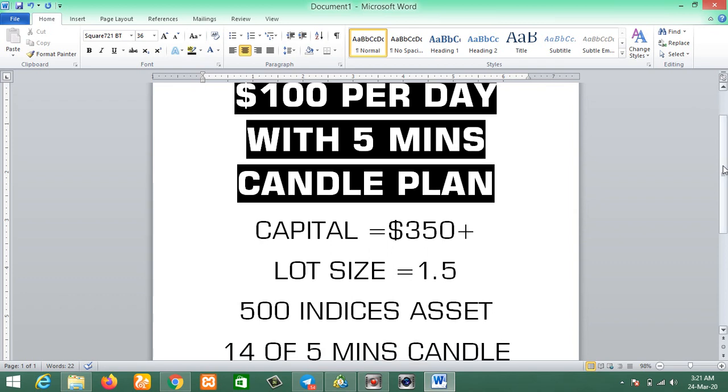We'll be trading the 500 indices assets. Only the 500, meaning the Boom 500 and the Crash 500. Now per minute, how much are we going to make? This is the 5 minutes candle plan. So per minute, we'll be getting 1.5. If it's 7 minutes, then that is 1.5 times 7 minutes.